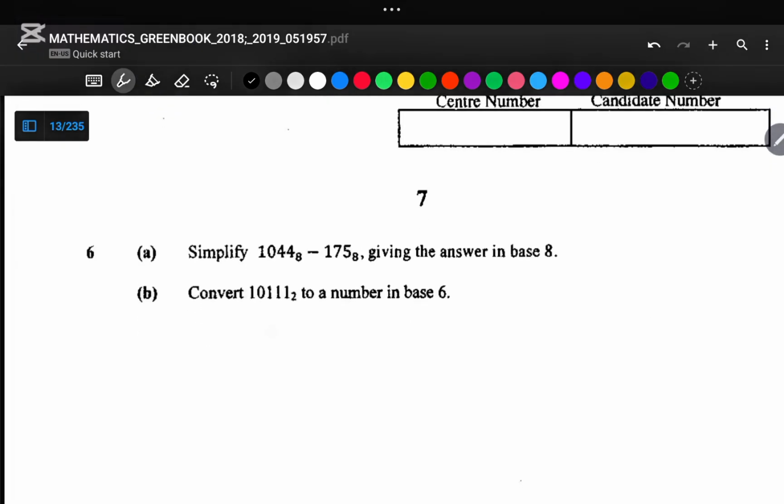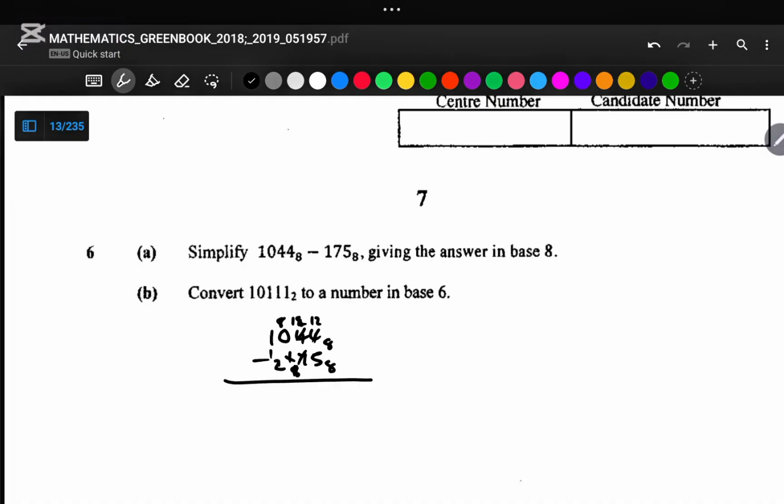So number 6 says 1044 in base 8 minus 175 in base 8. So we're going to give the answer in base 8. So we are having 1044 in base 8, 175 in base 8, and we are subtracting like this. So 4 is less than 5, and then we add 8 here, and it gives us 12. Okay, and we add 1, and we add 8 here, it gives us 12 again, and we add 1, so it becomes 2, and here it becomes 8, right? And here we add 8, and it's 1, like this.